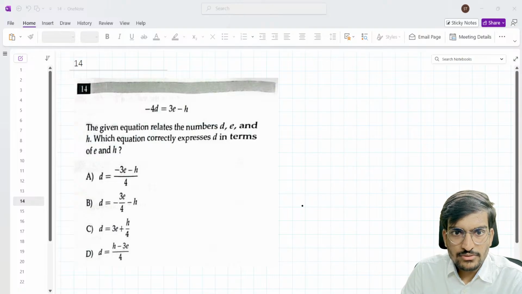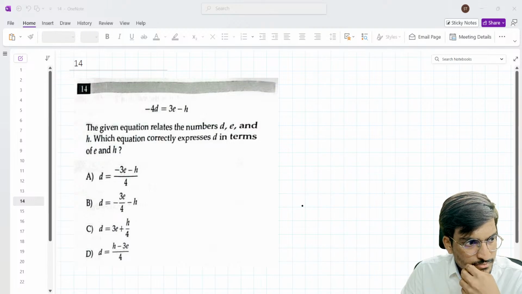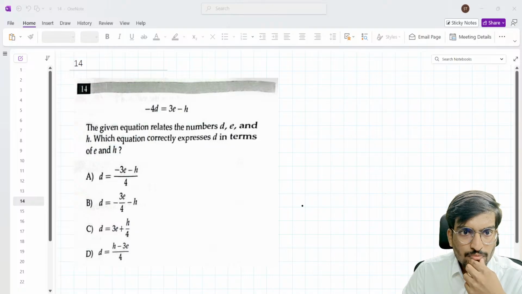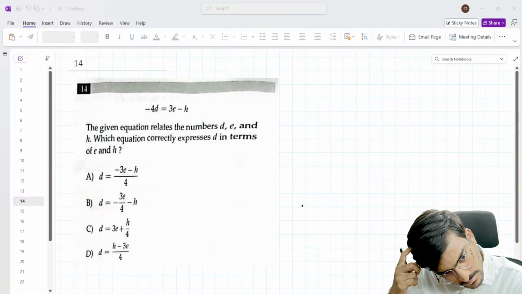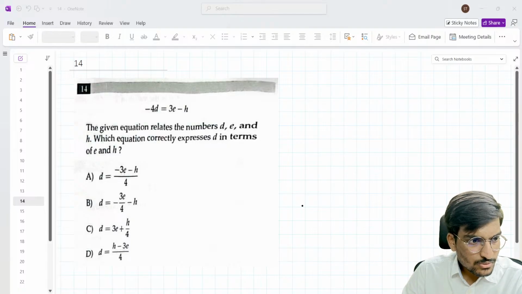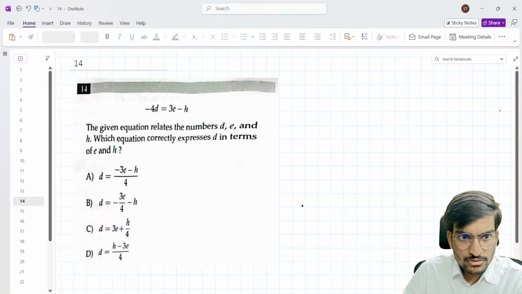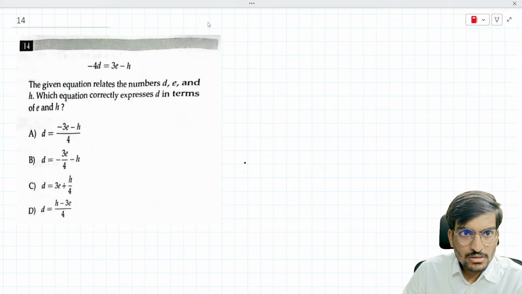Let me know what's the answer. Okay, I got answer A from Saidur Rahman. Let me see what answer I get from Tanu.